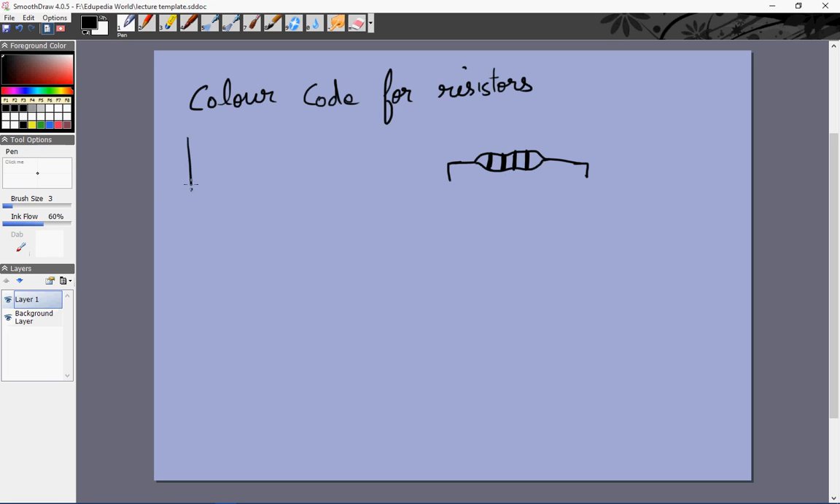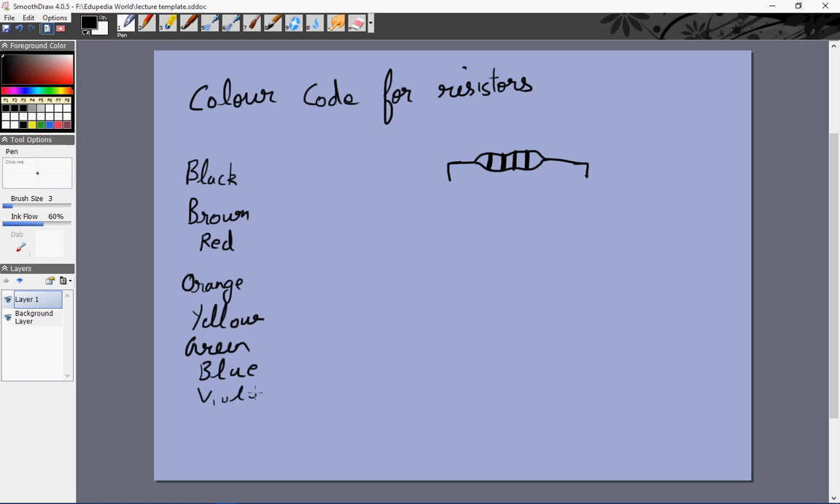So first I'm going to write a table, and for people for whom this is in the syllabus, unfortunately you will have to remember the table, there's no other way around it. The colors are black, brown, red, orange, green, blue, violet, grey, white, gold and silver.